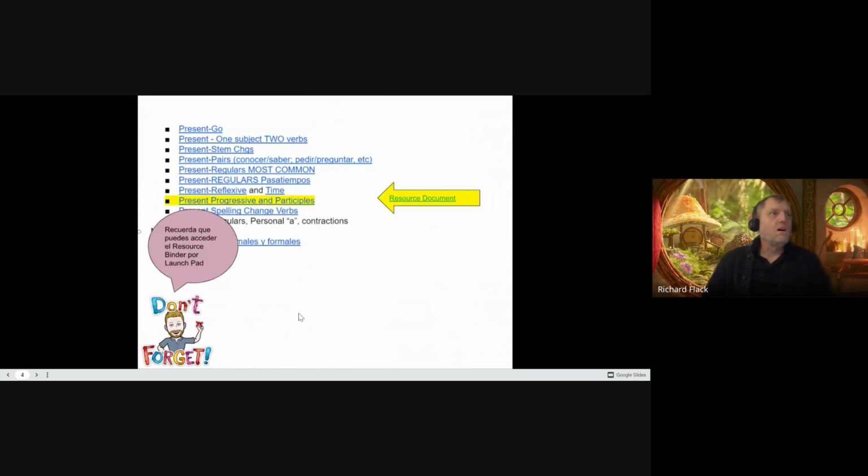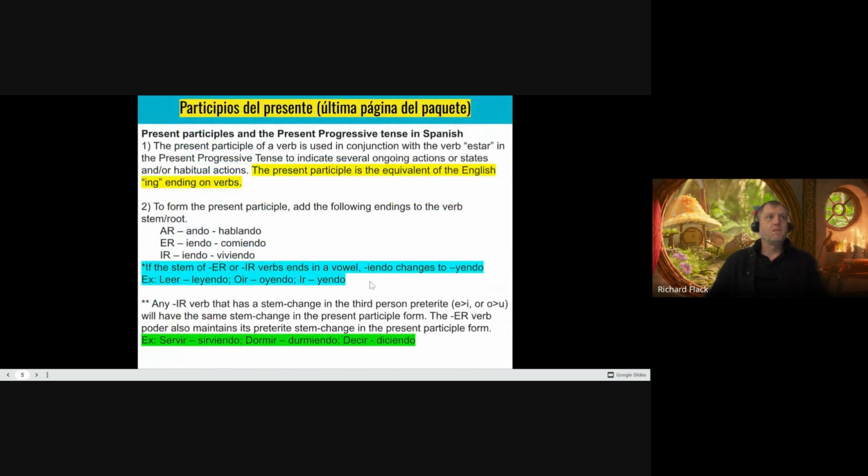Here we go. Reminder, as always, if you do not have your packet, you can find the resource we are working with in your online resource finder by going to the Launchpad and opening up your resource finder. We are working with present progressive and participles. Okay, you need to go to the very last page in your Unit 6 packet. At the top, it's labeled present participles and the present progressive tense in Spanish.